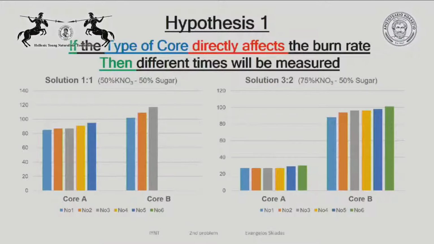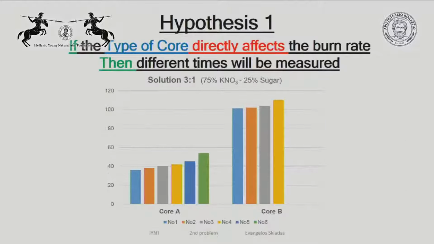So here are my results in diagrams. Numbers 1 to 6 are the fuses. The ones that are missing stopped or exploded. Here are more diagrams.